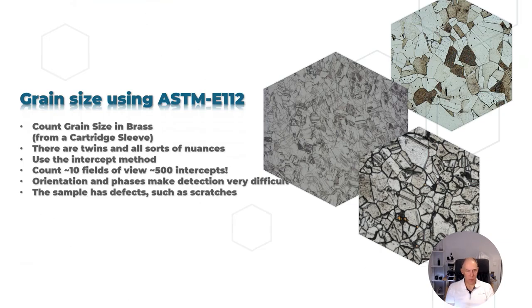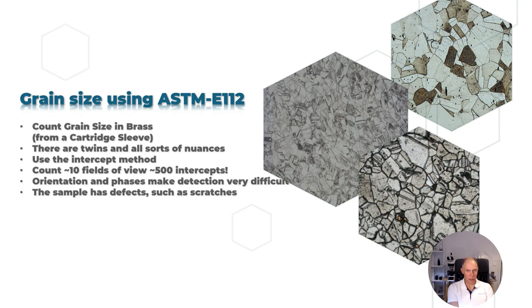So the final example is the grain size, and grain size can be measured in so many different materials. And on the right hand side you see 3 different examples. I'm gonna try this on brass, and this is from a cartridge sleeve.